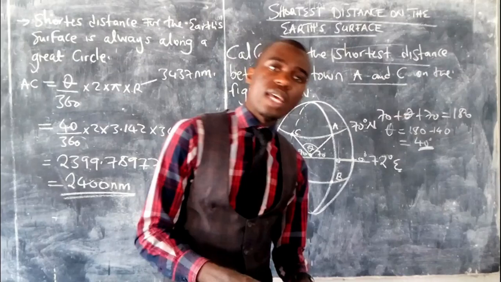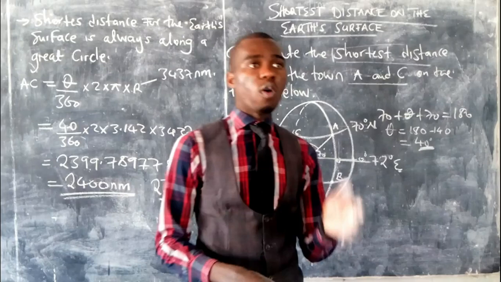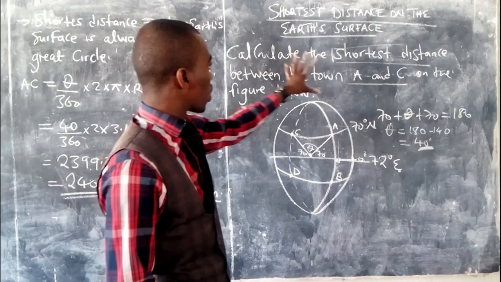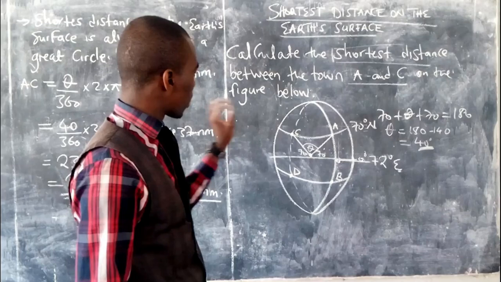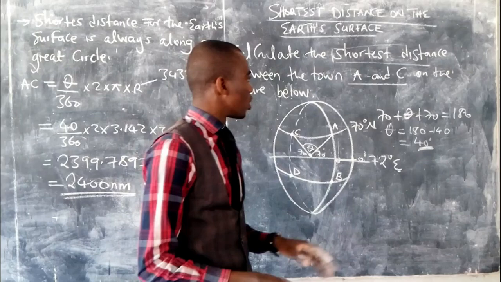So a great circle is a circle of what? Is a circle along what? Longitude. So that is how you handle it, and that is how you handle this one. So I'm sure with this concept that we have learned, you have no problem with Earth geometry, and you are assured of success in the exams.